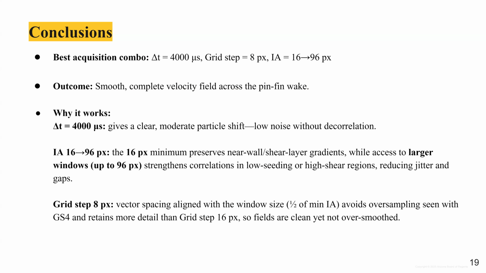The time between pulses gives a clear but moderate shift. The minimum interrogation area preserves gradients near the wall. The larger windows strengthen the correlation in low-seeding regions. The grid step of 8 pixels aligns with 50% of the minimum window, so it avoids oversampling and also avoids excessive smoothing.